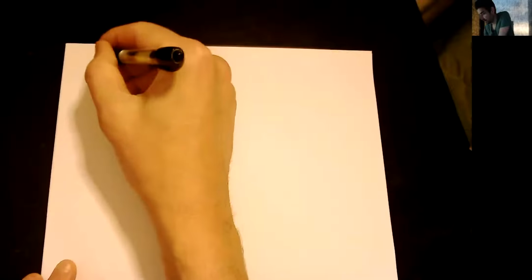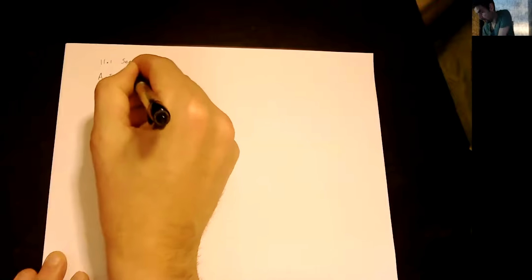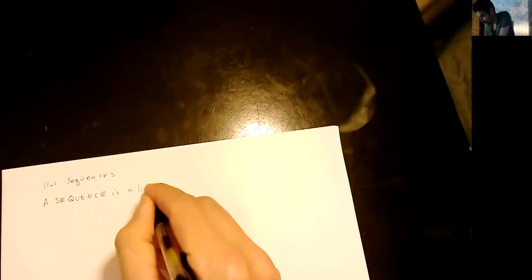I'm going to share my document with you, and we'll work here. So let's start with some simple definitions. So this is 11.1, sequences. And so here's a simple definition of a sequence. A sequence is a list of numbers in a definite order.